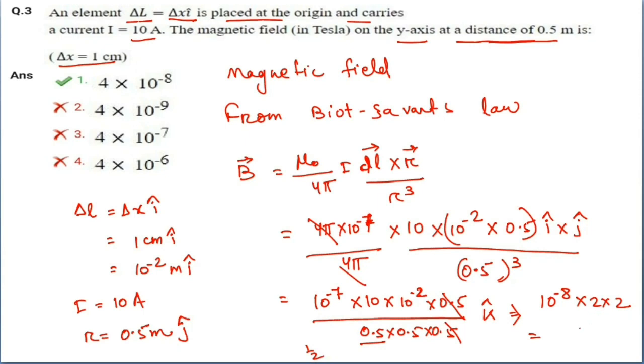So in the upper side, on the numerator there is 2, and our answer is 4 into 10 to the power minus 8. Magnetic field means Tesla. Okay, so answer is 4 into 10 to the power minus 8 Tesla. That is option 1, the correct answer.